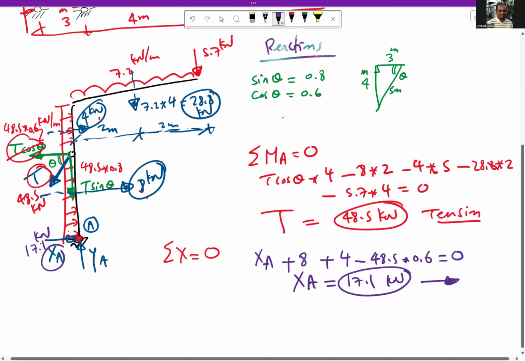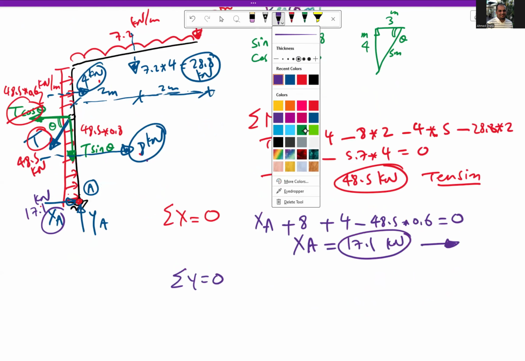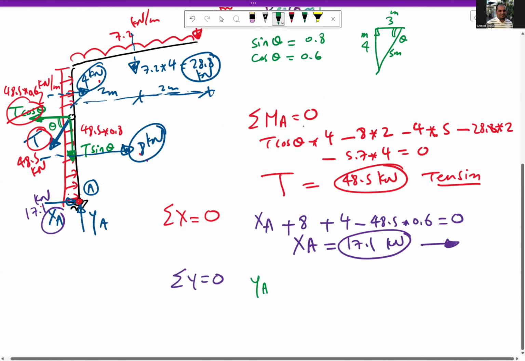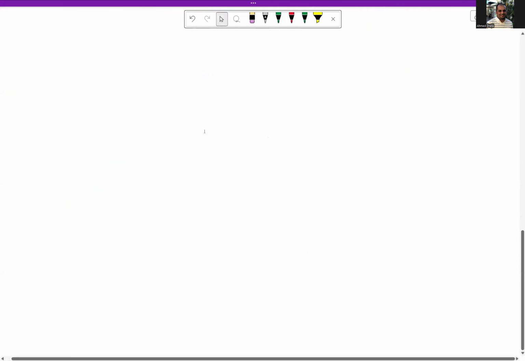The next is summation y equal to 0. So if we apply summation y equal to 0, what forces do we have in y? We have YA minus this force, 48.5 times 0.8, and this force minus 28.8 minus this force 5.7 kilonewton equal to 0. From here we have YA equal to 73.3 kilonewton. So these are the reactions and the forces we need to find.